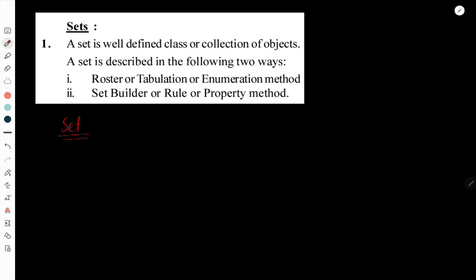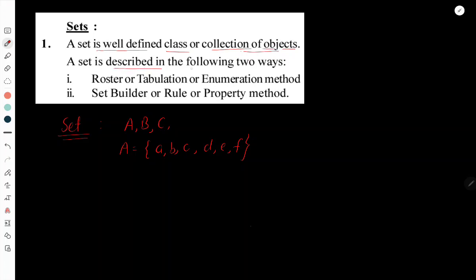Now, a set will be represented by capital letters A, B, C, D. A set is a representation, and the set's elements can be represented by small letters in curly braces, like a, b, c, d, e, f. The definition is very clear, I think. A set is a well-defined class or collection of objects, or whatever you want to collect. Those things should be well defined.